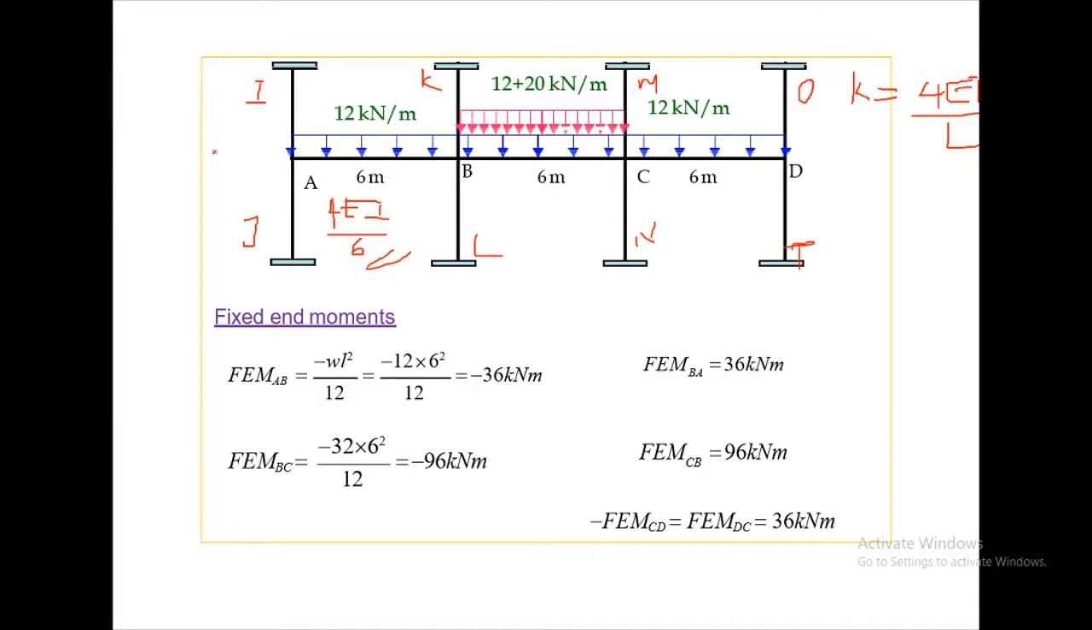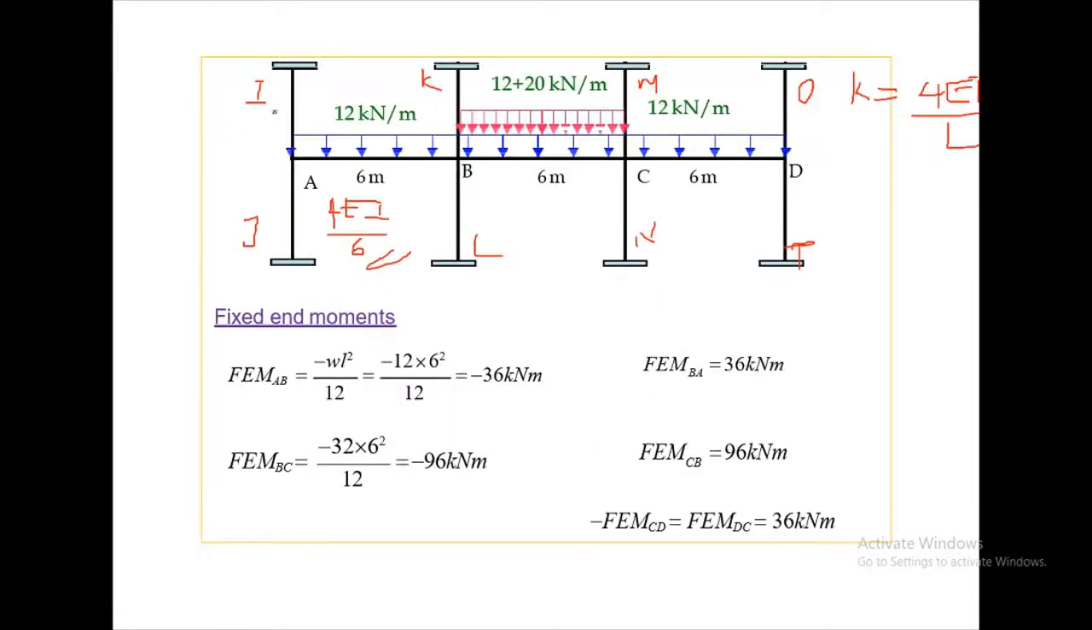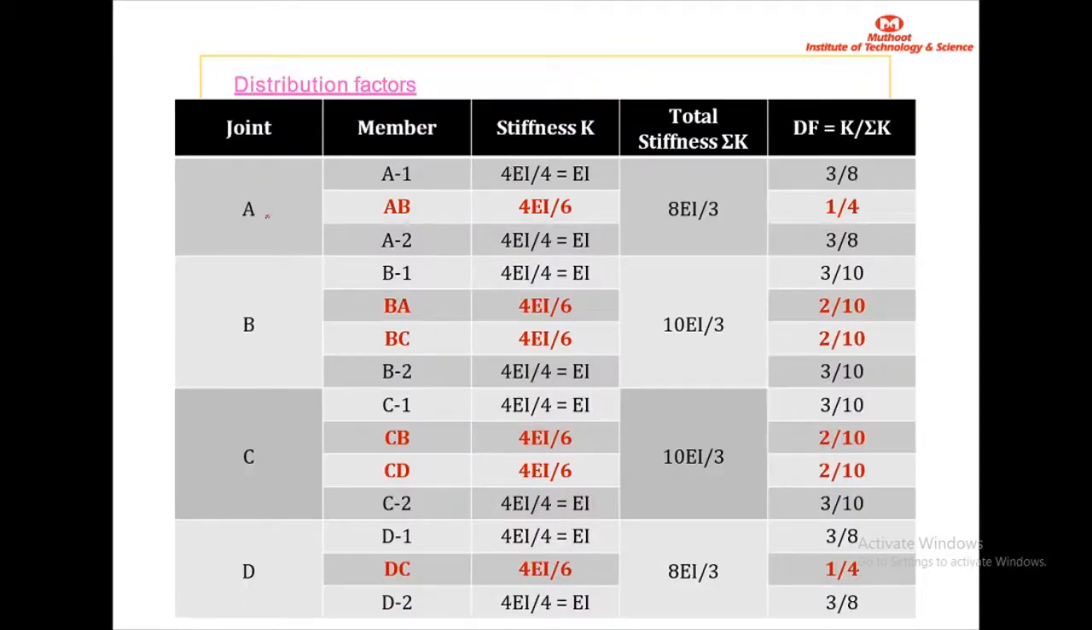Therefore, what will be the stiffness coefficient for the column IA? The column height is given as 4 meter. Therefore, the stiffness coefficient for the column IA would be 4EI by 4. Similarly, for AJ it will be 4EI by 4, and all others, since every column has 4 meter height. So, thus we consider a joint and each member and we calculate the stiffness coefficient.